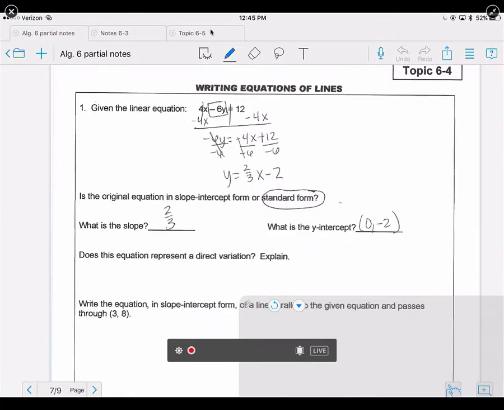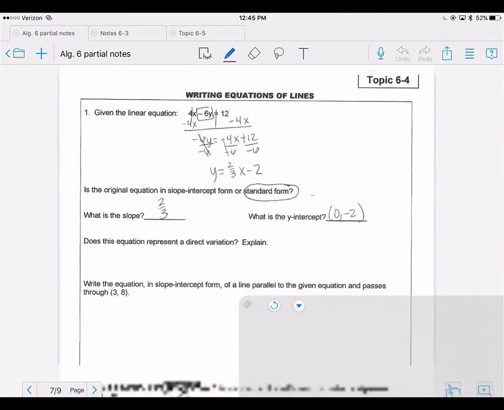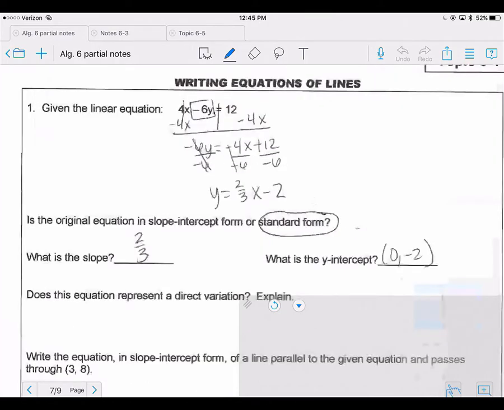This video covers topic 6.4 in our notes, writing equations of lines. So the first problem, we're given a linear equation and we're asked, is it in standard or slope-intercept form? To start, it is in standard form. Now, in order to answer the questions on slope or y-intercept, we have to solve for y.